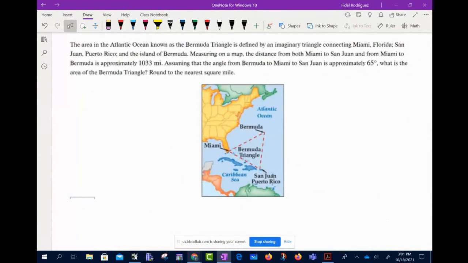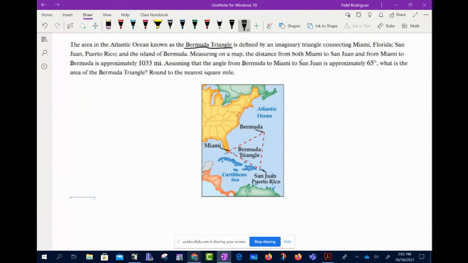It says the area in the Atlantic Ocean known as the Bermuda Triangle. So I don't know how much y'all know about the Bermuda Triangle or heard about it or whatever. When I was a kid, this thing scared the hell out of me. Let's see, is defined by an imaginary triangle connecting Miami, Florida, San Juan, Puerto Rico, and the island of Bermuda. Measuring on a map, the distance from both Miami to San Juan and Miami to Bermuda is 1,033 miles.